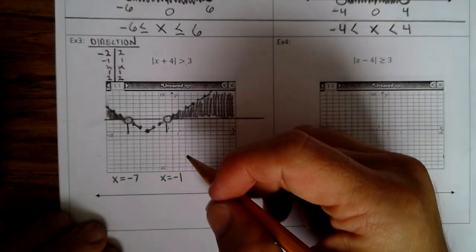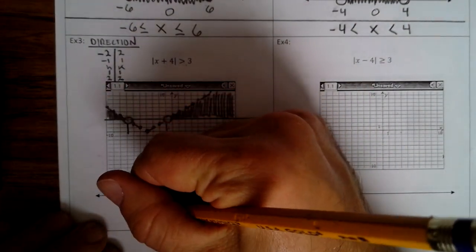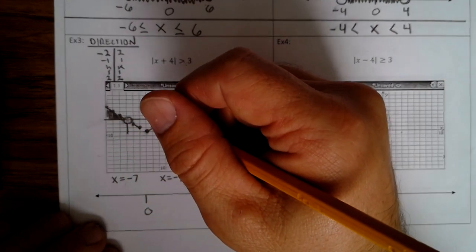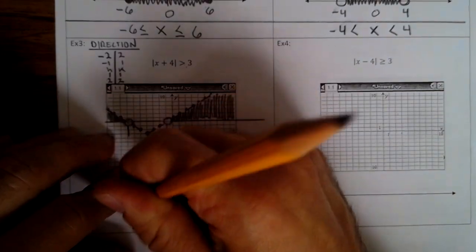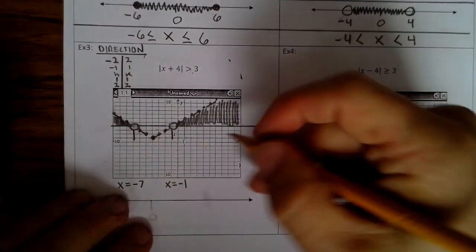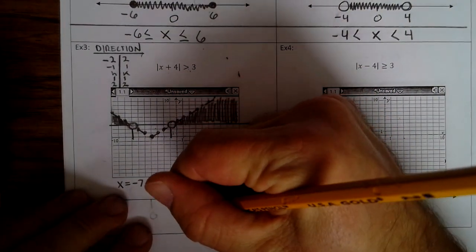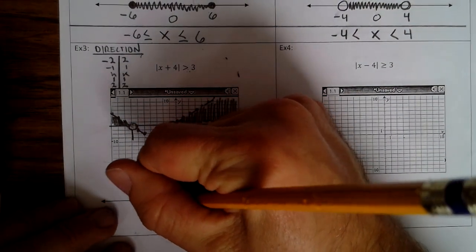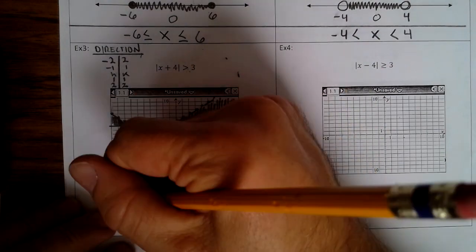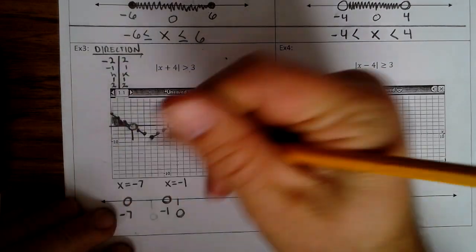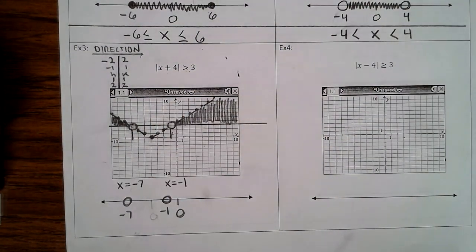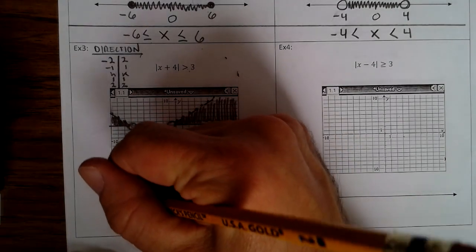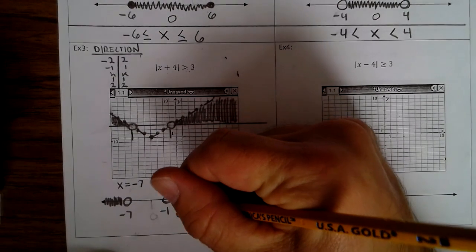So again, I'm going to try to keep these lined up. So here's where x is 0. Actually, I'm sorry, no, that's not where x is 0. X is 0 right here. There we go. So we have an open circle at negative 1, and we have an open circle at negative 7. And then you see the shaded to the left of the point and the right. So the shading is here and here.